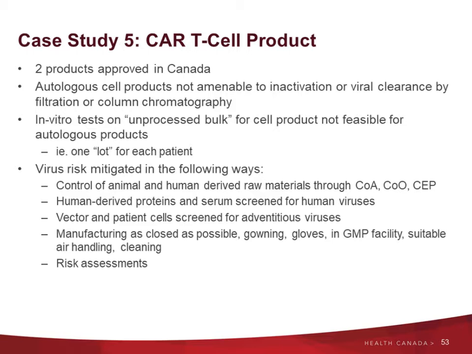So instead, the sponsors provide information on virus risk, and it's mitigated in the following ways. So the control of animal and human-derived raw materials through certificates of analysis, certificates of origin, and certificates of suitability. Human-derived proteins and serum are screened for human viruses. So both the vector and the patient cells, so the apheresis product from which the product is made, are screened for adventitious viruses. And the manufacturing is as closed as possible.